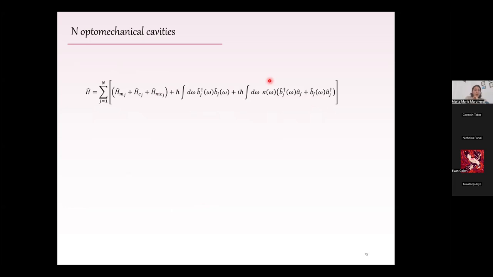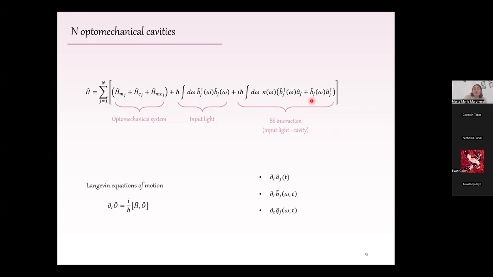So just to give you also the Hamiltonian of the system, we are considering the Hamiltonian that will just be a sum over all the optomechanical cavities. And for each of them, we have the Hamiltonian for the optomechanical system, so the free Hamiltonian for the mechanics, the free Hamiltonian for the cavity field, and the optomechanical interaction. Then we also have to consider the input field that consists of many modes, and the interaction between the input field and the cavity field.